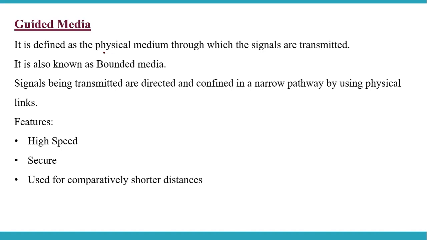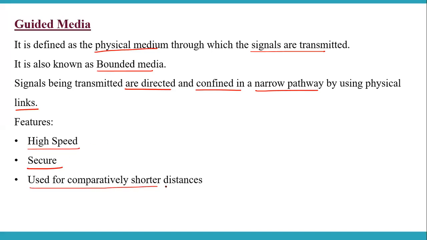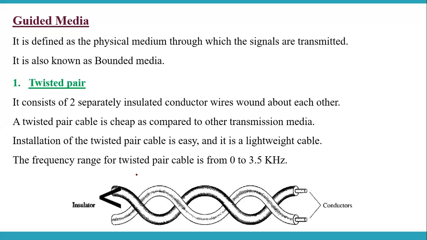It is defined as the physical medium through which signals are transmitted. It is also known as bounded media. Signals being transmitted are directed and confined in a narrow pathway by using physical links. What are the features? High speed, secure, and used for comparatively shorter distances. ठीक है, so guided media में क्या है? अच्छा यहाँ पे okay, okay.